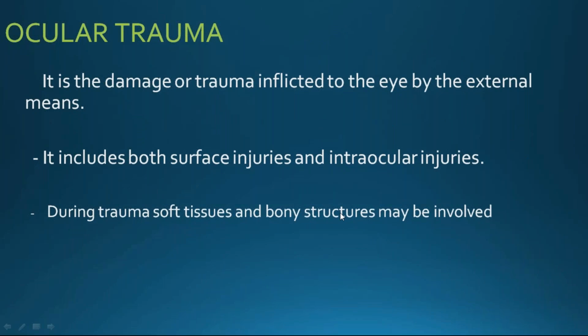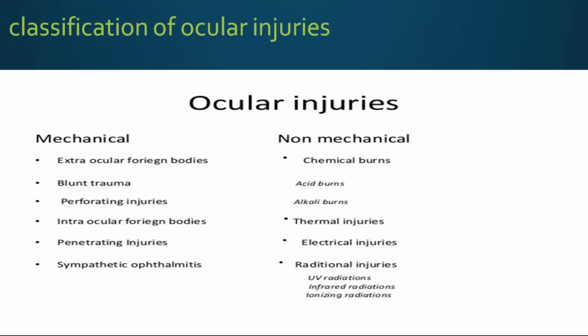Ocular trauma is the damage or trauma inflicted to the eye by external means. It includes both surface injuries and intraocular injuries. During trauma, soft tissues and bony structures may be involved. Sometimes soft tissues, sometimes bony structures, and sometimes both can be involved. Ocular injuries are again divided into mechanical and non-mechanical injuries.